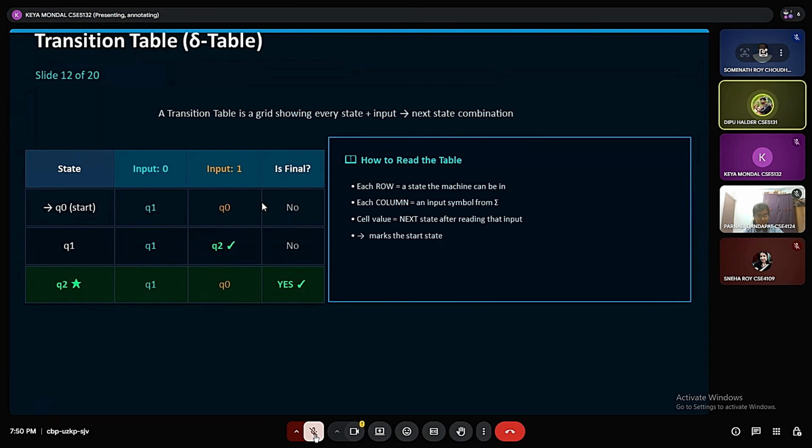For example, look at state Q1, input 1. The table says Q2. That means if you are in Q1 and you read a 1, you move to Q2. And the star symbol marks the final or accept state, that's Q2. So this table is just a compact way of writing everything that those arrows in the diagram represent. Next slide, please.